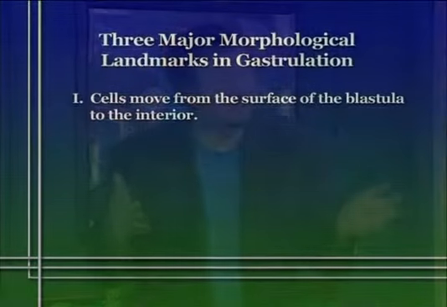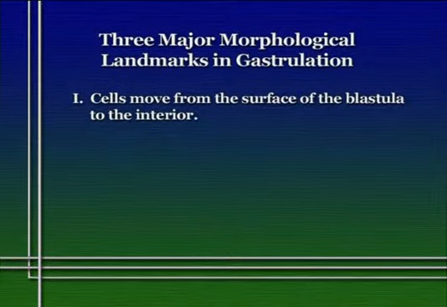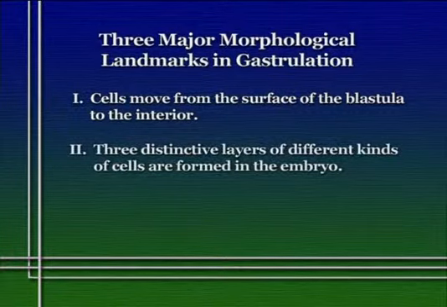With the onset of gastrulation, the process of morphogenesis that I introduced last time becomes particularly important, along with further cell division and further cell differentiation. Gastrulation involves three major morphological landmarks. First, some cells move from the surface of the blastula, the blastoderm, into the interior of the hollow ball, into the blastocele. Second, as a consequence of these movements, three distinctive layers, three different kinds of cells, now become established in the embryo.